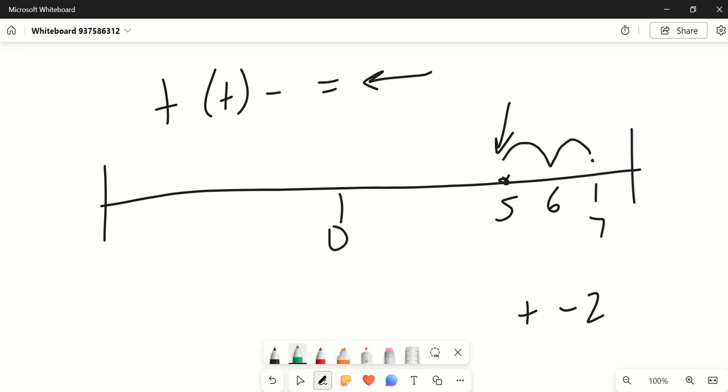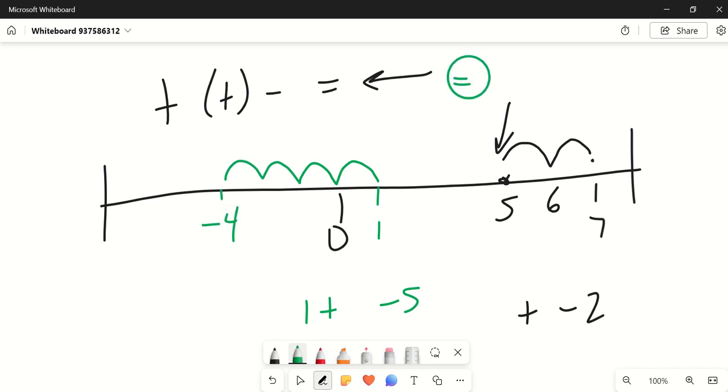Another example would be if I have positive 1 plus negative 5. This isn't going to be a positive number. I'm going to start at 1, but then I'm going to jump back 5 until I get to negative 4. So there's no symbol that it will equal exactly. It's just when you add a positive and a negative together, it just becomes a subtraction problem.